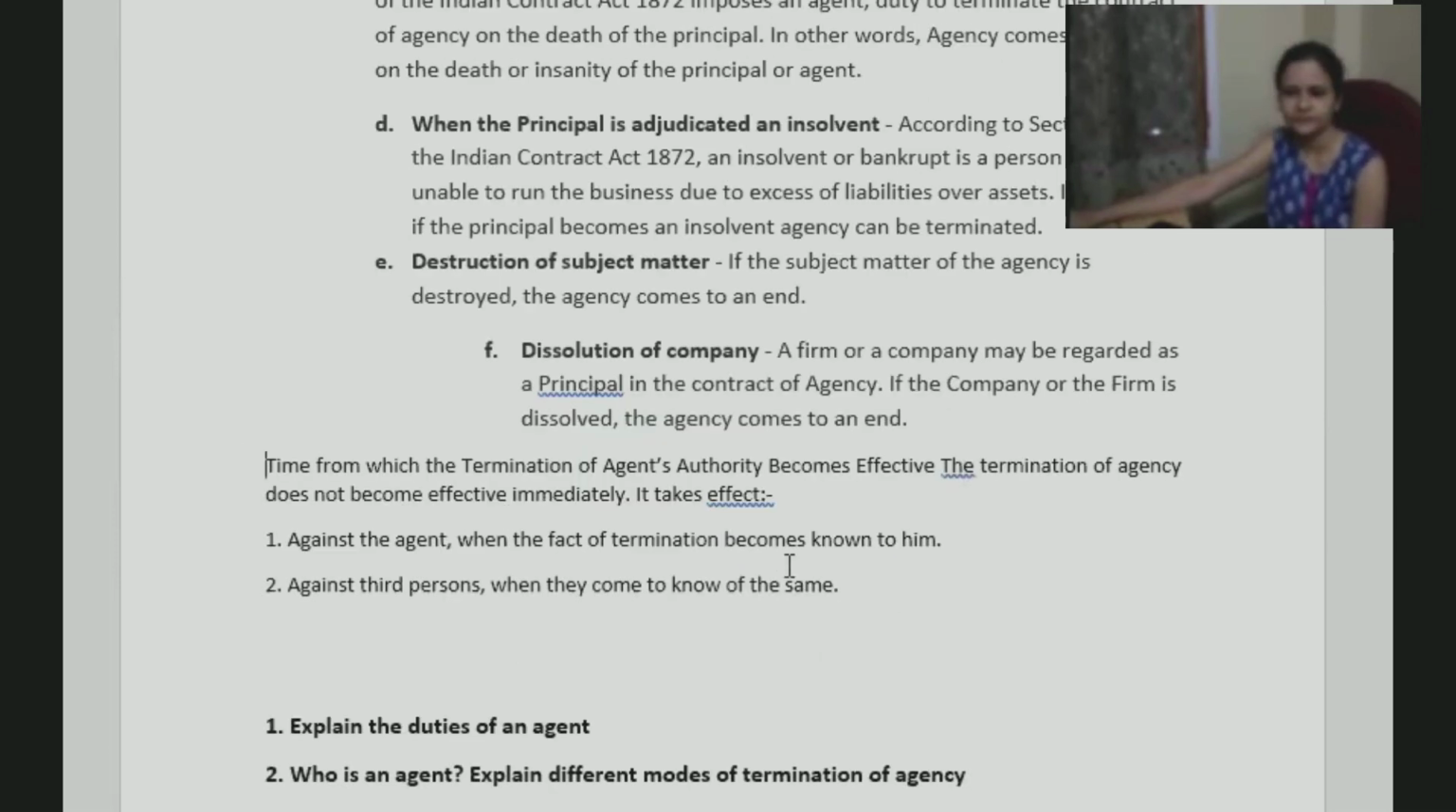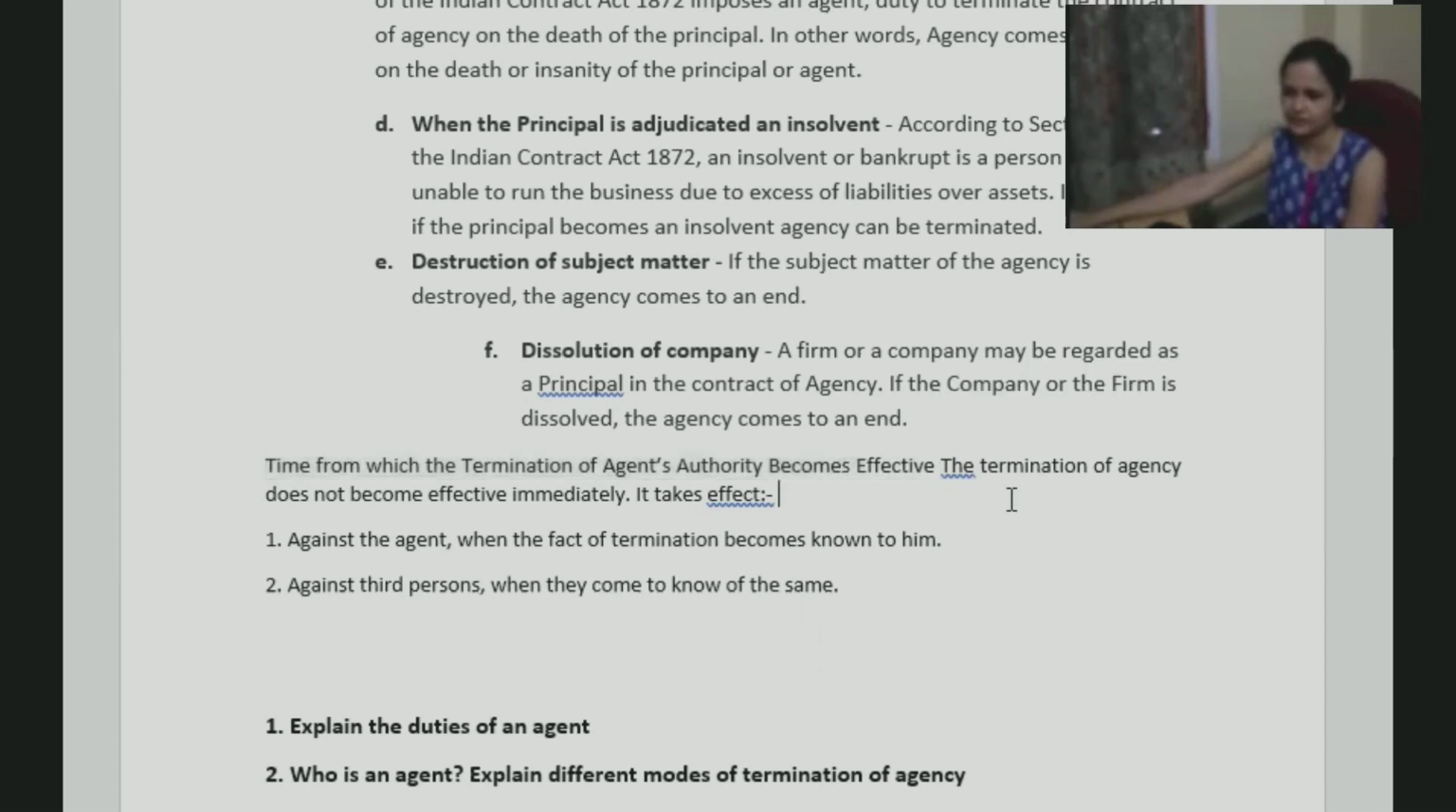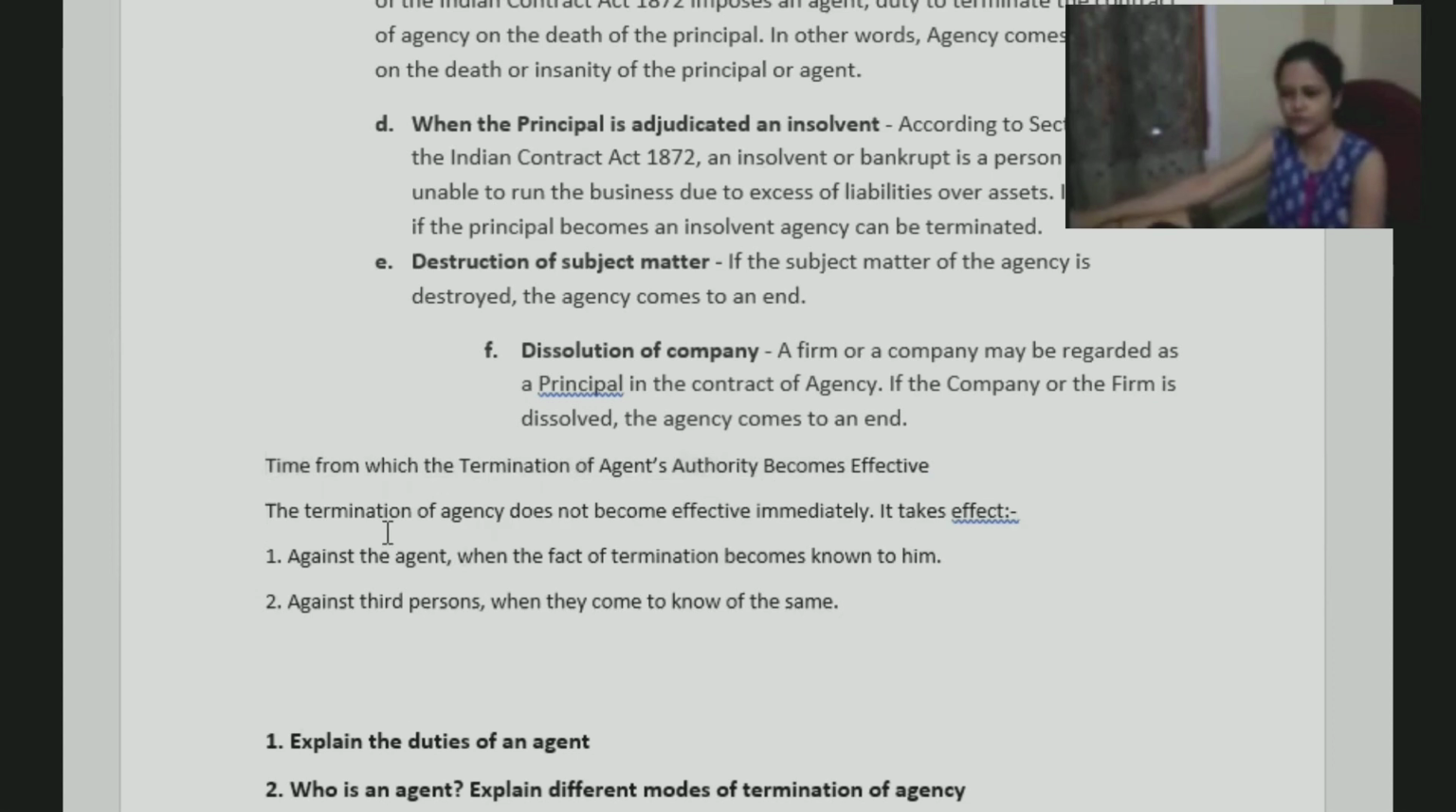Then there is one more thing which you can include in your answer. This is a common question that they are asking basically. You can include the time from which termination of agent's authority becomes effective. We know that there is this provision of terminating the contract, but from when does it become effective? With regard to that, we have these two provisions. You can mention that termination of agency does not become effective immediately. It would take effect against the agent when the fact of termination becomes known to him, and against third persons when they come to know about the same.